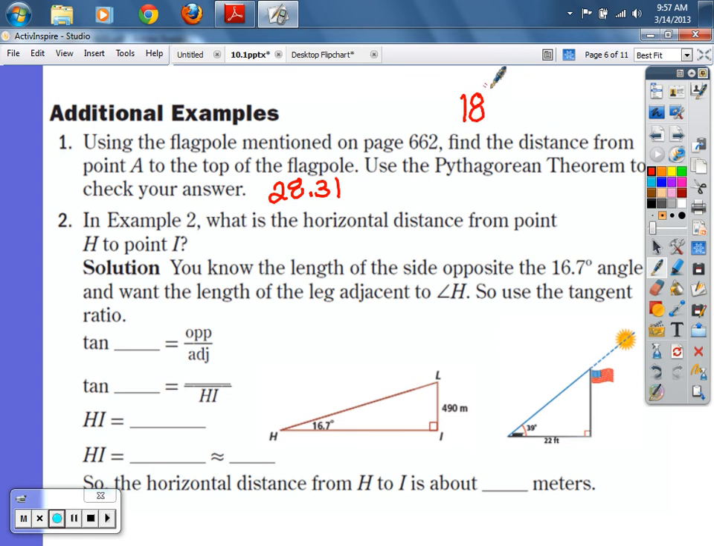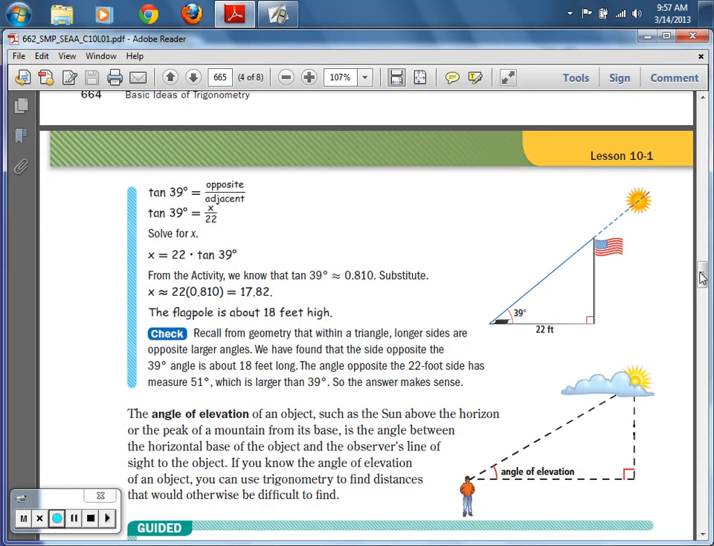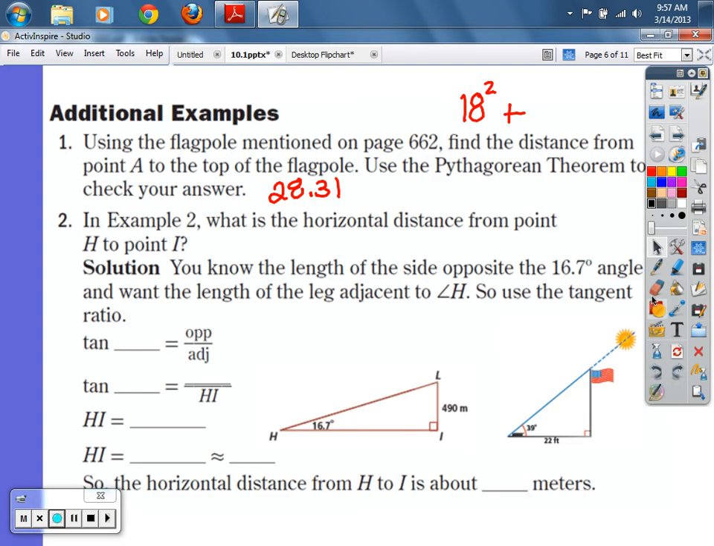So I have 18 squared plus, what was the other distance? 22 squared. And we're going to see if that equals about, because remember we are rounding here, 28 squared. 18 squared plus 22 squared, I got 808. Does that equal about 28 squared? 784, it's pretty close. If I kept the decimals, it would have been the same.